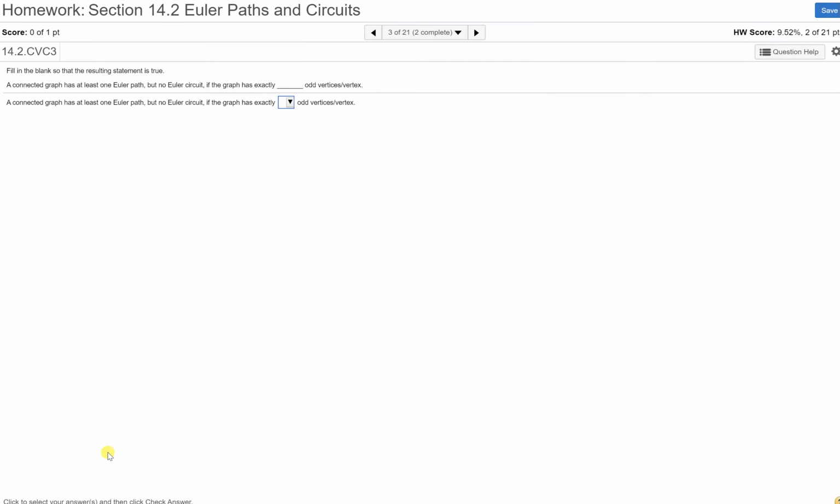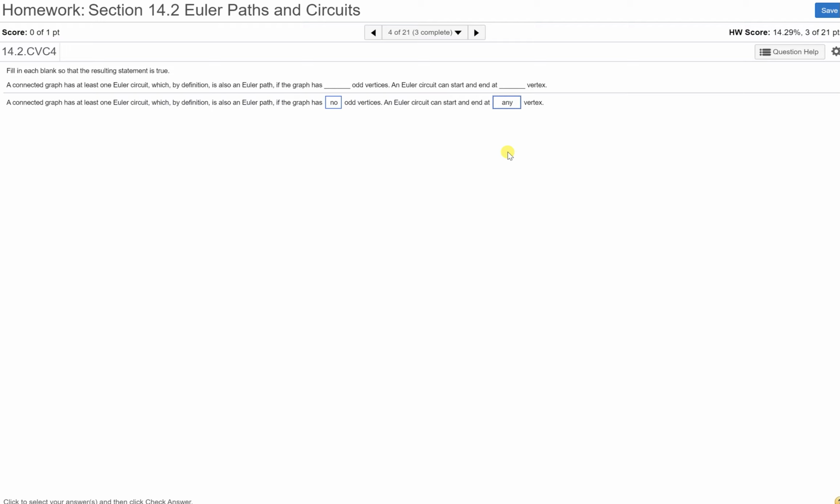A connected graph that has at least one Euler path but no circuit has exactly two odd vertices. Remember that, guys. That's the Euler theorem. A connected graph that has at least one Euler circuit, which by definition is an Euler path, if the graph has no odd vertices. And the Euler circuit can start at any vertex. Okay, so remember the theorem.